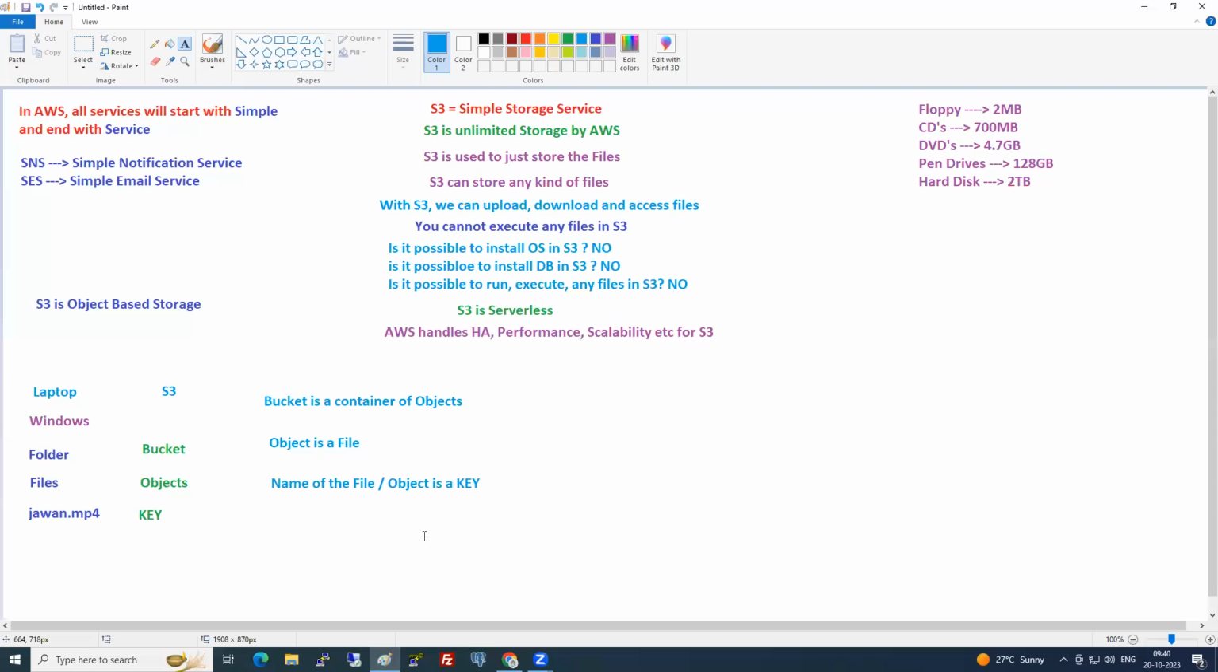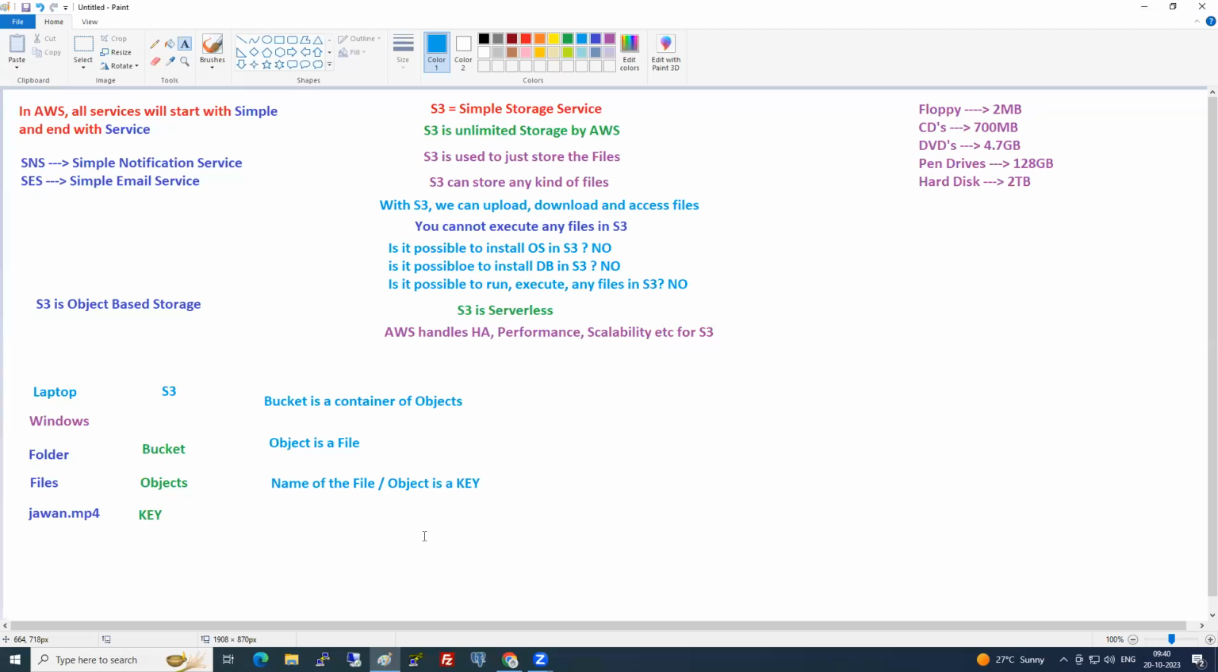Very good. So apart from this, what's called data? Data inside the file, the data is called data only. But the name of the file, we call it as key.